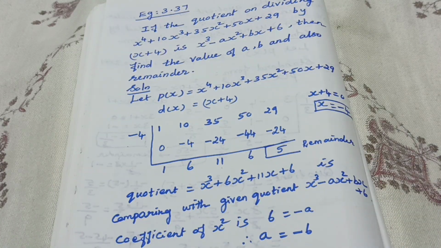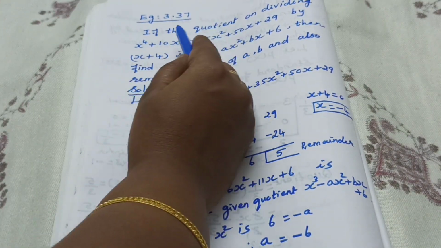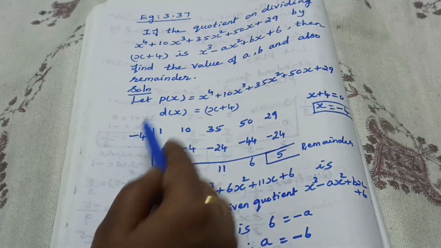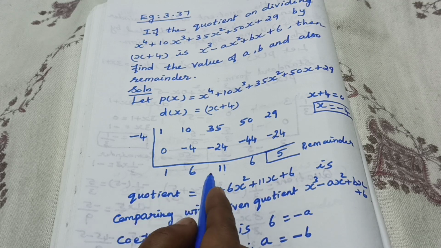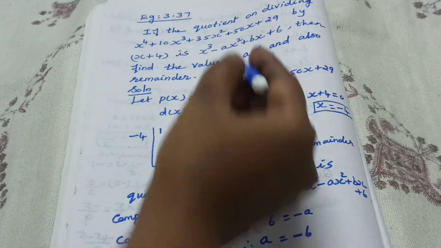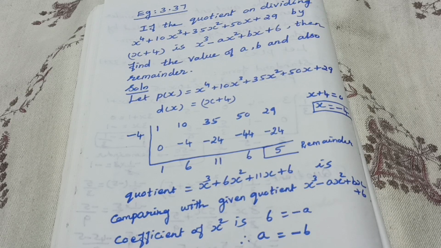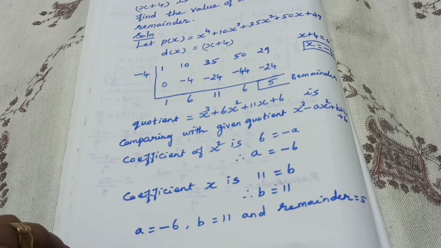Have you understood that? In the question itself, the coefficients of the dividing polynomial are given. Afterwards, we have to find the coefficients, then compare this coefficient with the given coefficient. Comparing both, you will get the answer: the a value and b value. Then the remainder also you will get. Have you understood?